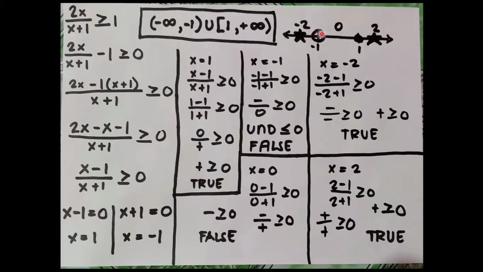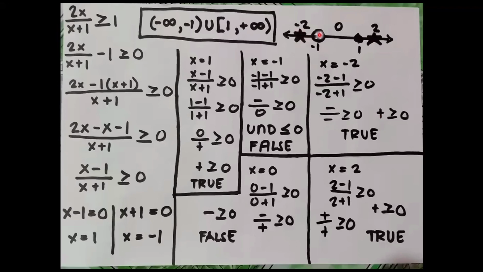So next, we have to find the regions. So what regions are true and false? So we'll find the number that is greater than negative 1. It is negative 2. So we will try x equals negative 2. So substitute the x's. Negative 2 minus 1 over negative 2 plus 1. Negative 2 minus 1, the answer is negative. Negative 2 plus 1, the answer is still negative. So negative divided by negative will be positive. So this is true. So we will put a star here to indicate that this region is true.